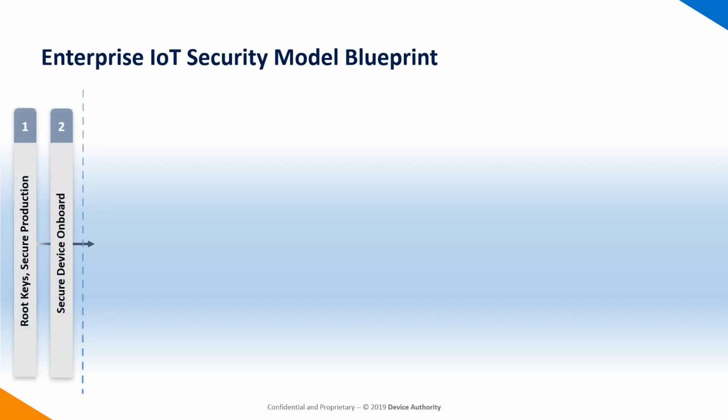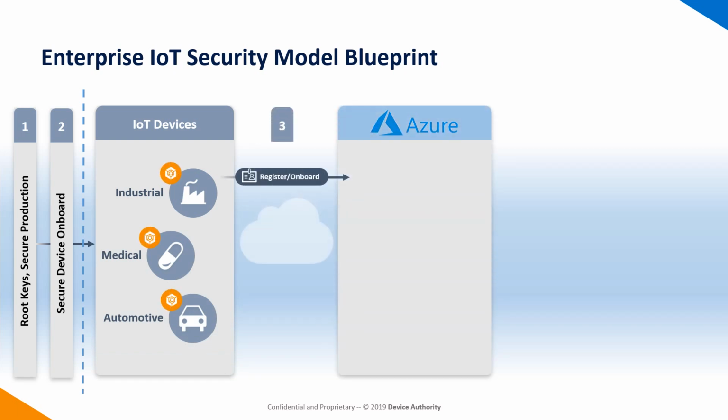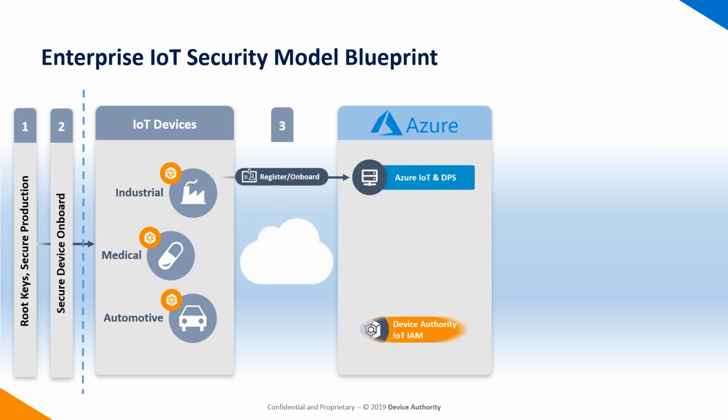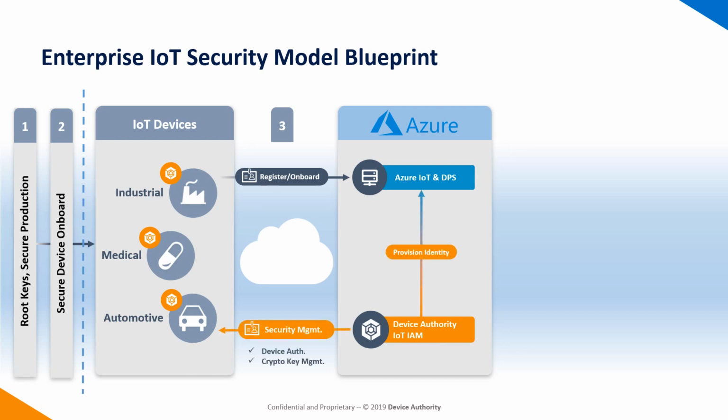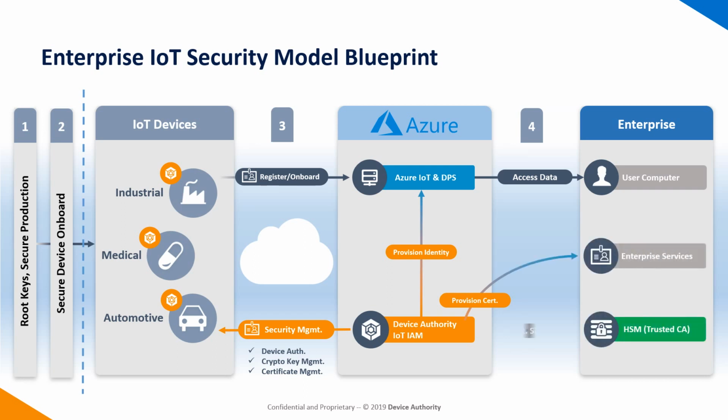Now before we get into the detail of the video, let's first review what we call the Enterprise IoT Security Blueprint. The diagram here shows the key components and steps when deploying security into your IoT project. So on the left hand side we have IoT devices, then we have the Azure hosted solutions in the middle where you've got the Azure IoT Hub and DPS, and then we have the Device Authority IoT IM, which is KeyScaler. And on the right hand side we have the enterprise itself.